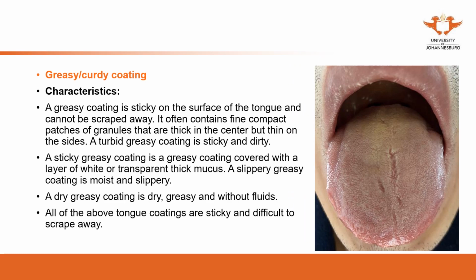Greasy or coated coating. Greasy coating is sticky on the surface of the tongue and cannot be scraped away. So this is an example of greasy coating. You can see the coating, you can see some water, and you can see the tongue is shining. So that's a kind of greasy coating. Turbid greasy coating is sticky and dirty. So this is just another way to describe a more severe greasy coating.